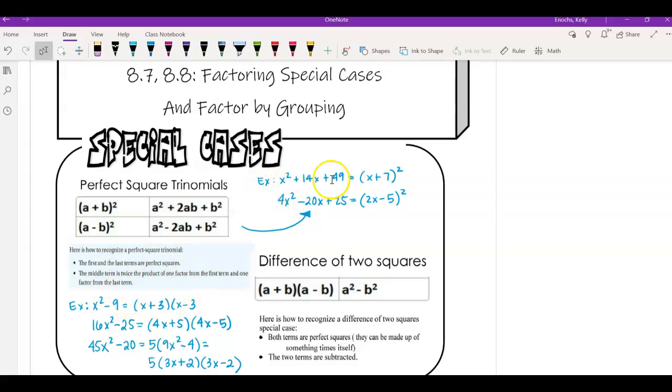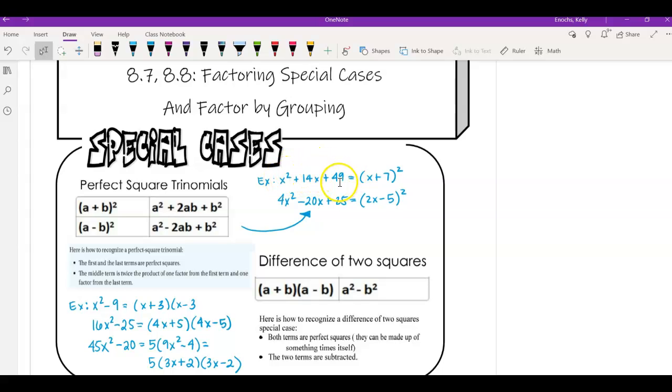So if you look here, in my first example, I have x squared plus 14x plus 49. Square root of my first term is x. The square root of my last term is 7. X times 2 times 7 is 14x. That gives you the middle term, so I know this is a perfect square trinomial.